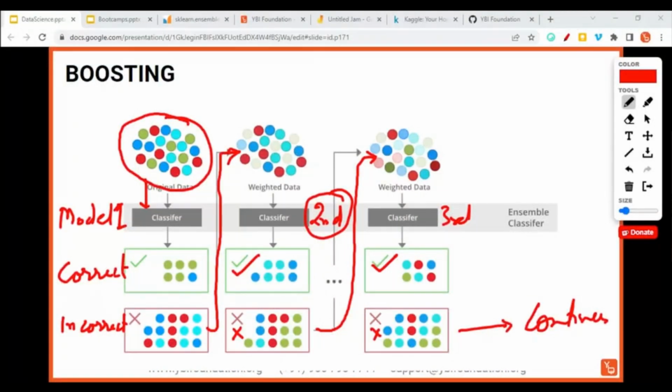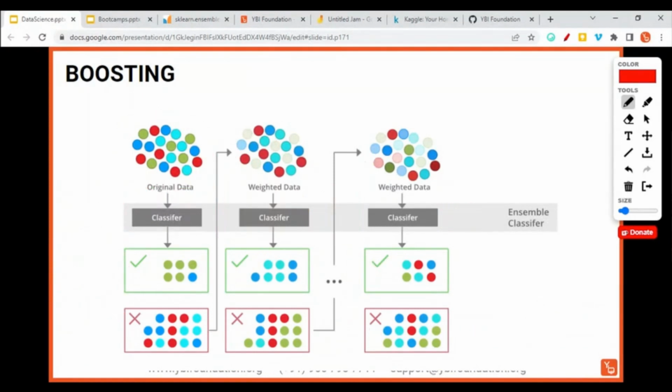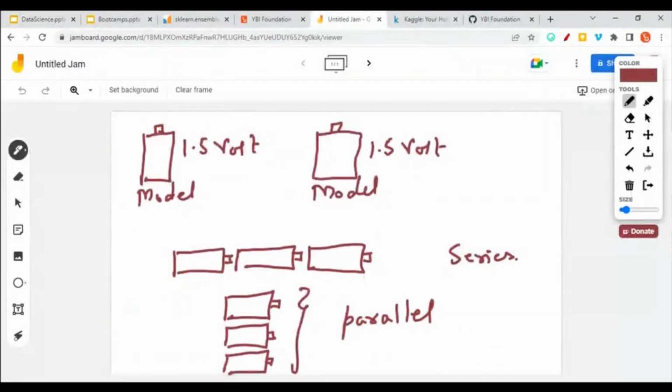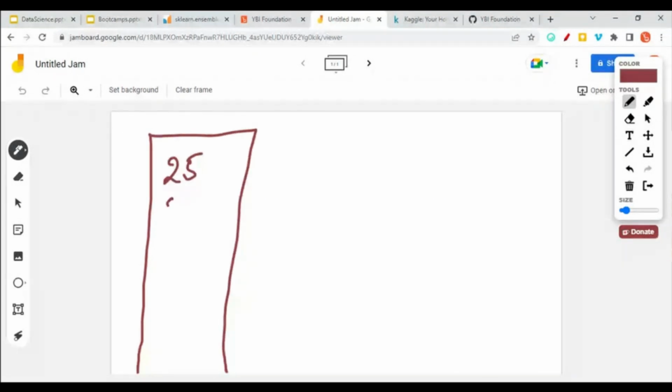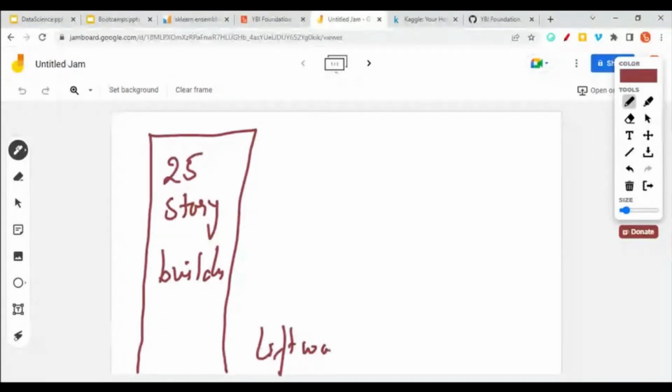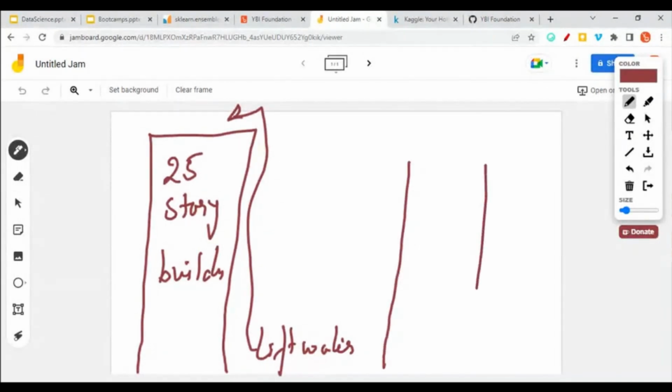So where does this word boosting technique come from? Have you observed, for example, a 25-story building, and you have to lift water to the top of this building? How will you do it? You have something called a booster pump. So what is this booster pump?